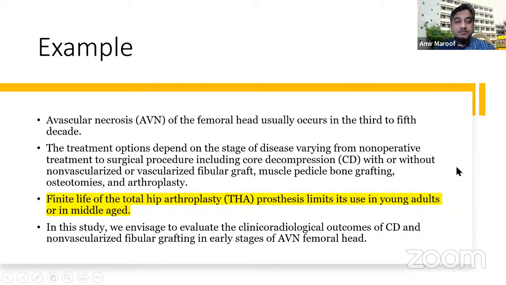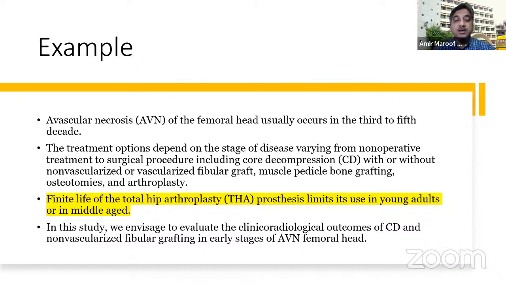Then the lacuna. And in this, if you see, the highlighted part is the finite life of the total hip arthroplasty prosthesis limits its use in young adults or middle-aged. Now, because a particular intervention is limited in its use in a particular age group, therefore, you have written the final sentence of your introduction that becomes the aim of your study.